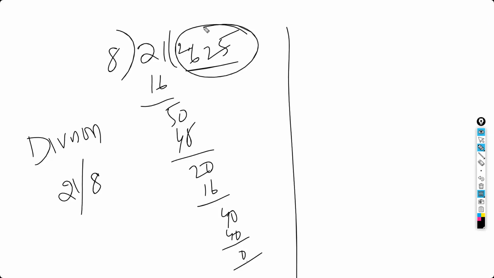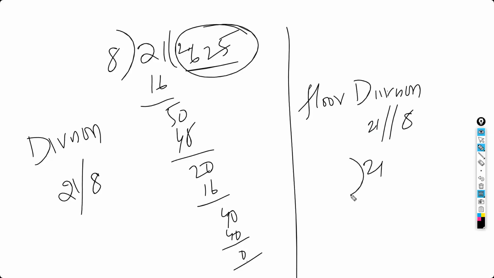But when you are doing floor division, that is 21 double backslash 8, you divide 21 by 8 to get 16, 5, and you have to stop here only. Don't keep the dot. Now, what is the quotient? That is floor division. What is the remainder? That is called modulo. Now it is clear?